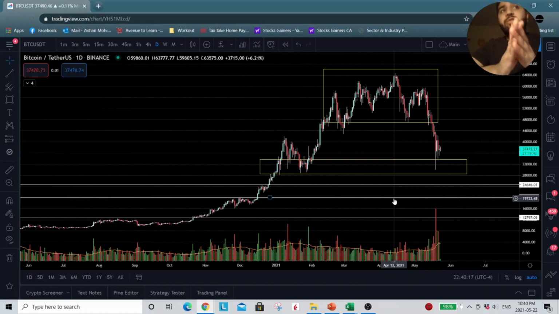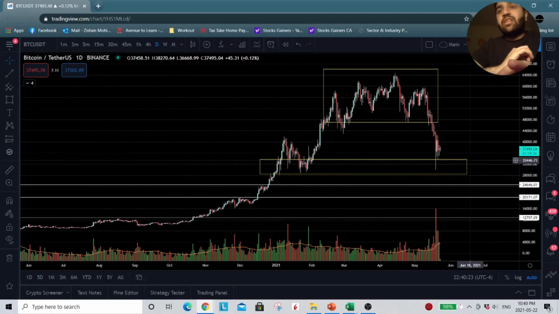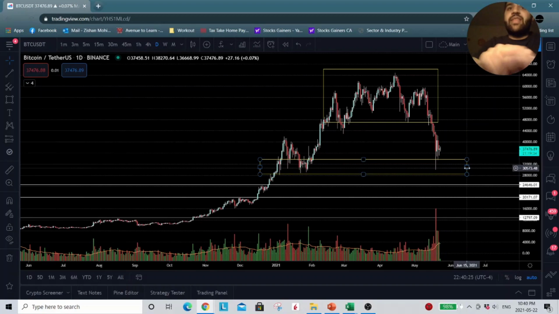And if you do buy within this area, be mindful of this rectangular area between 30,000 all the way down to 28,000. Right now, it's being bought up. But if it comes down and it fails that retest, I would exit all positions, guys.